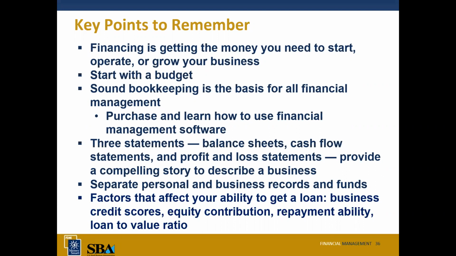There are 3 important financial statements: the balance sheet, the cash flow, and the P&L, often called income statement. That's important, that tells the story of your business. We need to separate our personal and business records and funds. And then there are a number of factors that impact your ability to get a loan. But most importantly, we said this so many times, different sources of capital have different underwriting criteria.